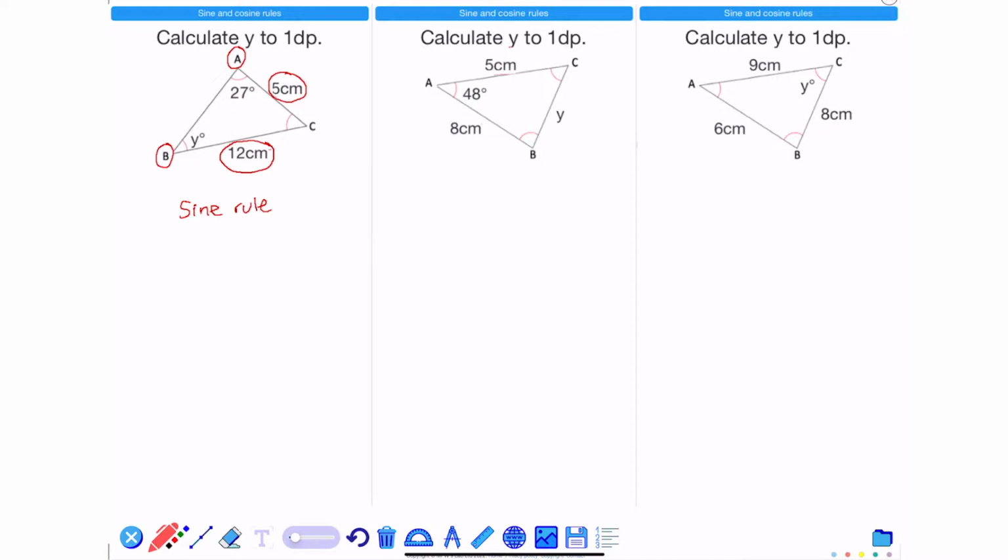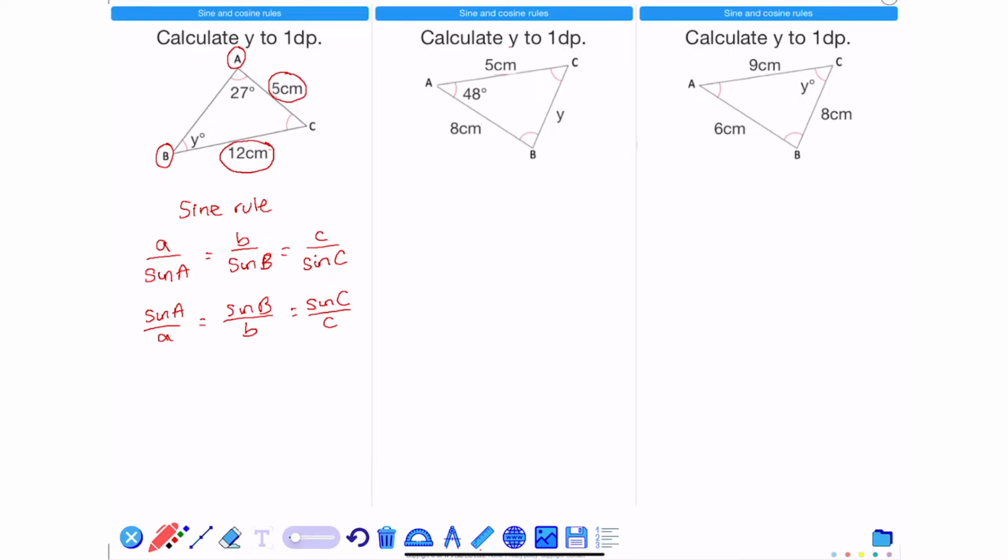The sine rule comes in two forms. A over sine A is equal to B over sine B, which is equal to C over sine C. The alternative form of the sine rule is sine A over A is equal to sine B over B, which is equal to sine C over C. In this question, I'm going to be using the one at the bottom, simply because I'm calculating an angle.